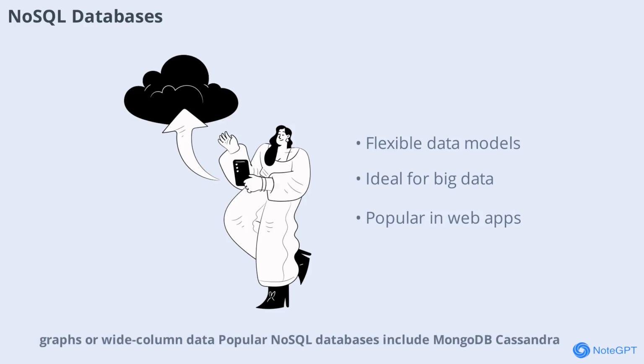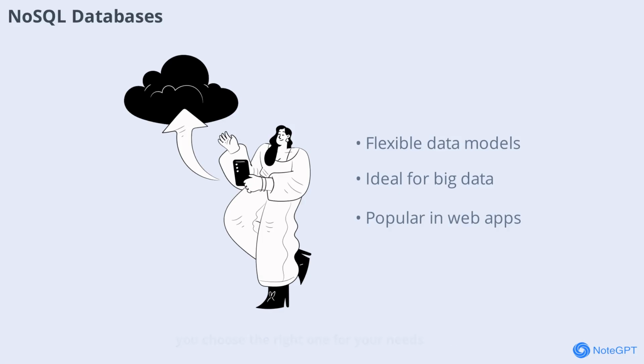Popular NoSQL databases include MongoDB, Cassandra, and Redis. These systems are often used in web applications, real-time analytics, and IoT solutions. In the next scene, we'll compare NoSQL and relational databases to help you choose the right one for your needs.